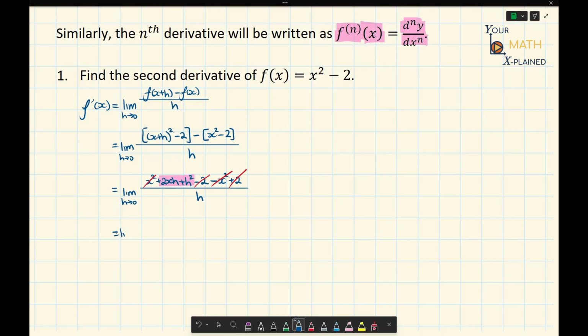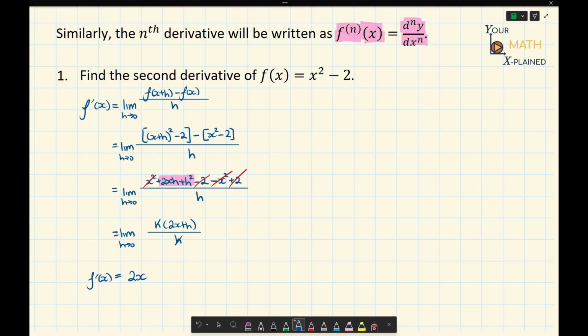So we can go ahead and factor that out. So this is limit as h approaches 0. And then we're going to get h times 2x plus h over h. And now we can cancel out the h on the top and on the bottom, and then do our direct substitution. So this ends up being equal to 2x. So this is our f prime of x, which is the first derivative.